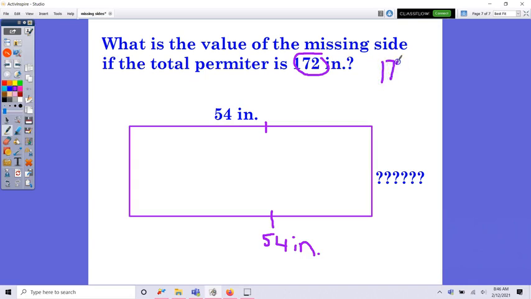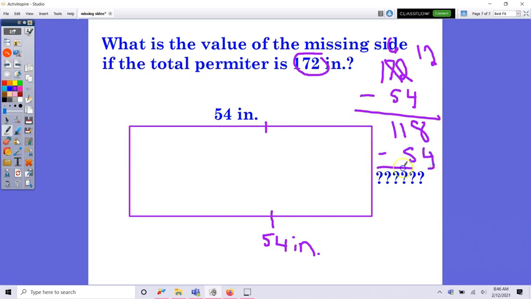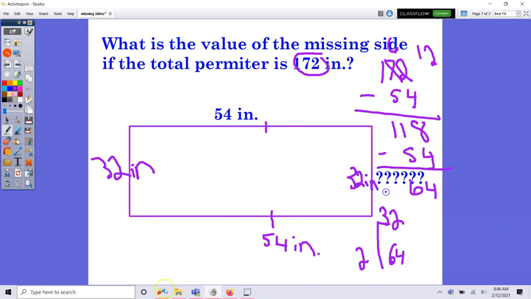So I'm going to go 172 minus 54, which will get me 118. And then I'm going to subtract another 54, which will get me 64. Now I have two sides left, and I know the two sides are parallel, which means they are the same. So I'm going to take that 64 and I'm going to divide it by 2, and I find that each side is 32 inches. So that means my missing side is also 32 inches.